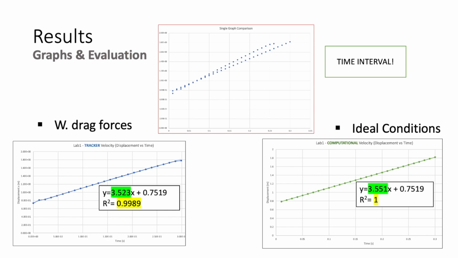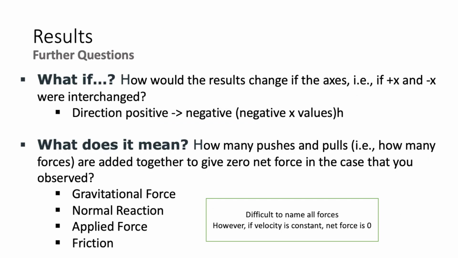I believe this is because of the small time frame chosen, which was 0.3 seconds. If the object was filmed in motion for a little longer, the gradient would definitely be even smaller, as the force of friction and air resistance would act for longer. So yeah, time interval and these values is a very important factor. Now moving on to further questions, I respond to this what-if question.